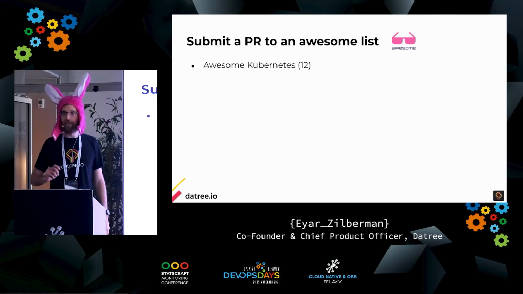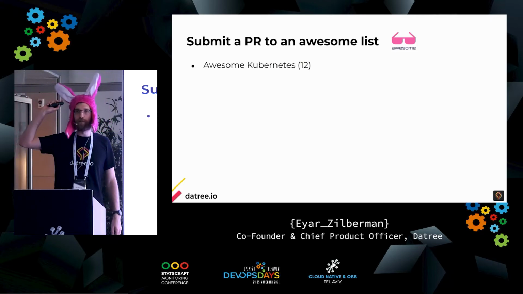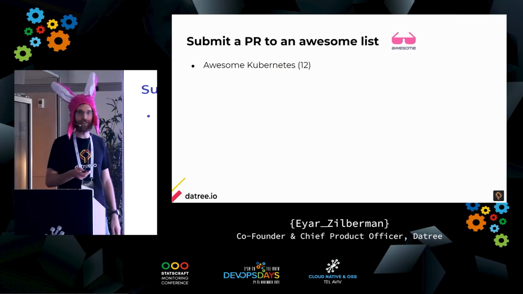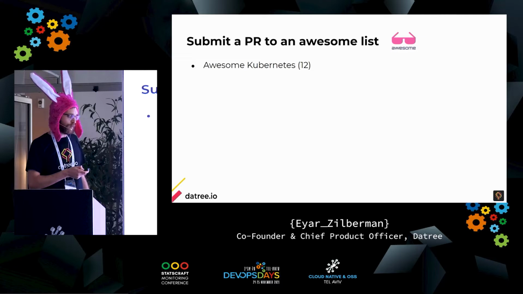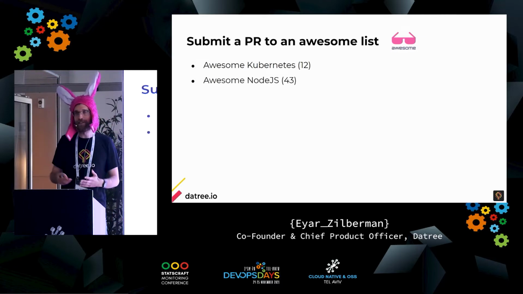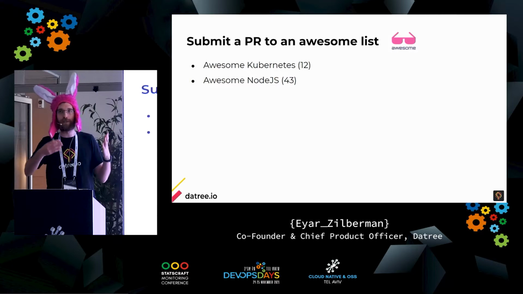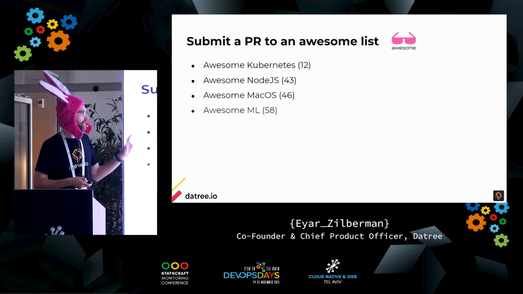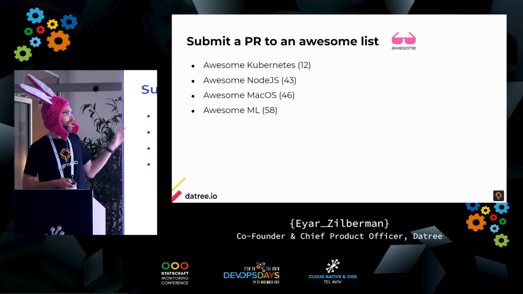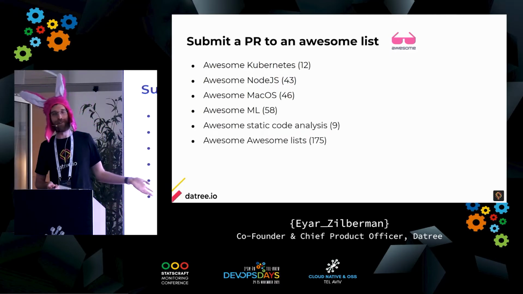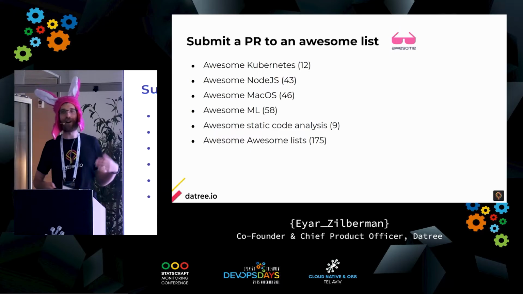Awesome List. Raise your hand. How many people are familiar with Awesome List? Wow, okay, not a lot of people, amazing. So you have Awesome List for Kubernetes. For those who are not familiar with that, it's a curated list of resources for a specific topic. So we have one for Node.js, for macOS, for machine learning, for static code analysis, and the funny part, you actually have an Awesome List for other Awesome Lists.